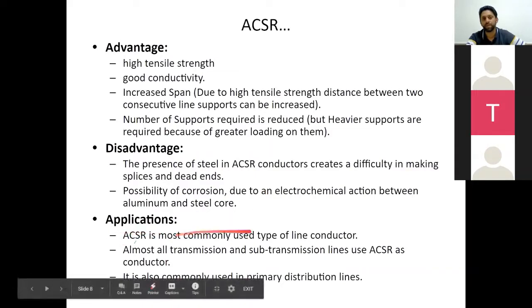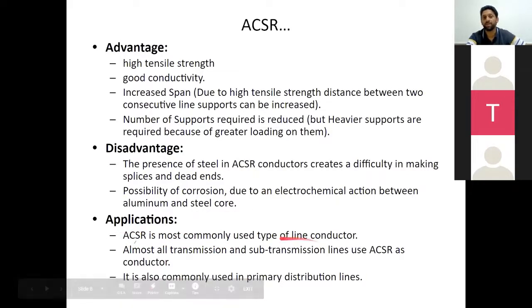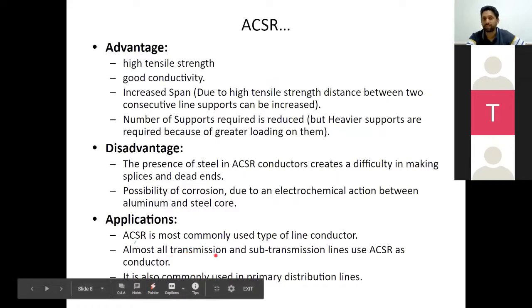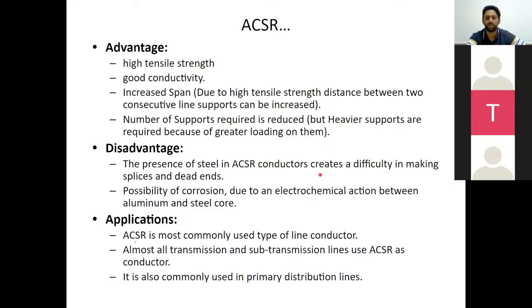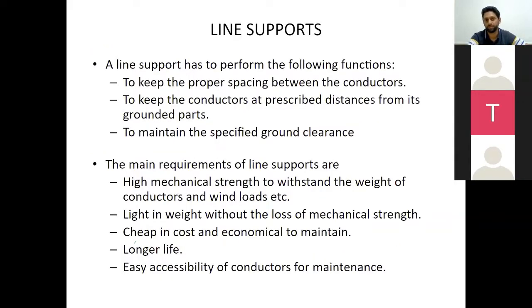Coming to the application, as I told you, this is the most commonly used conductor for transmission. Almost all transmission and sub-transmission lines use ACSR conductors, and it is very rarely used in primary distribution. Why is it not used in distribution? In distribution the number of joints will be more, and ACSR conductor is difficult to make joints in. This is the first component, the conductor.